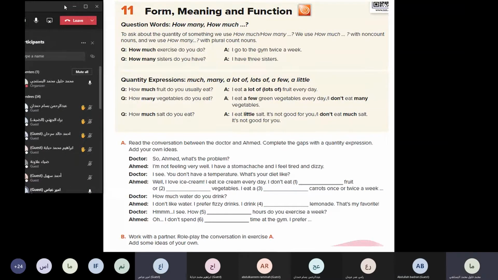Yes, students are studying few right now. A few is used with countable nouns, plural countable nouns. It means not many, but enough. Okay? Can we say a bit?